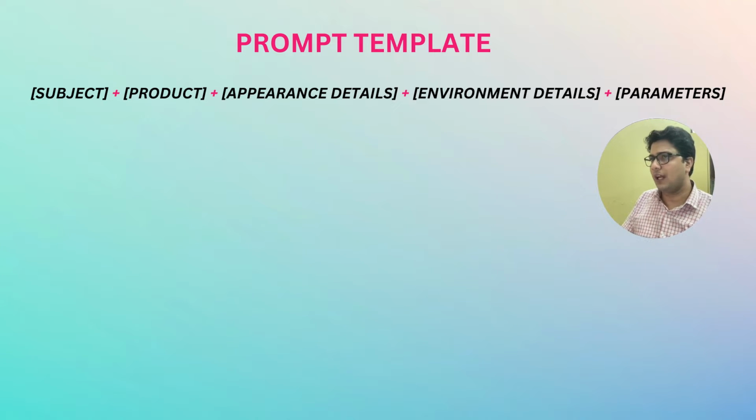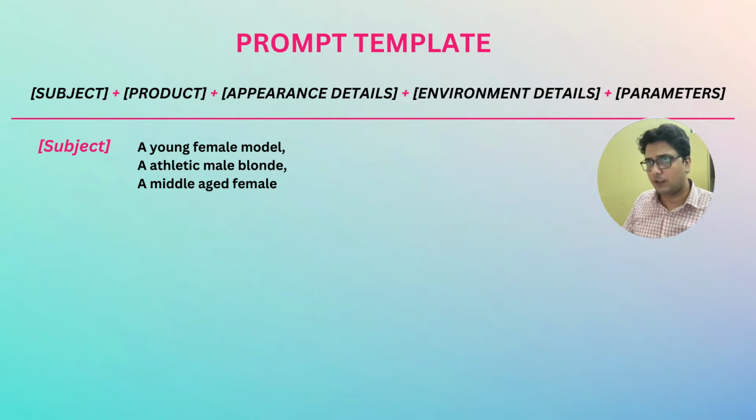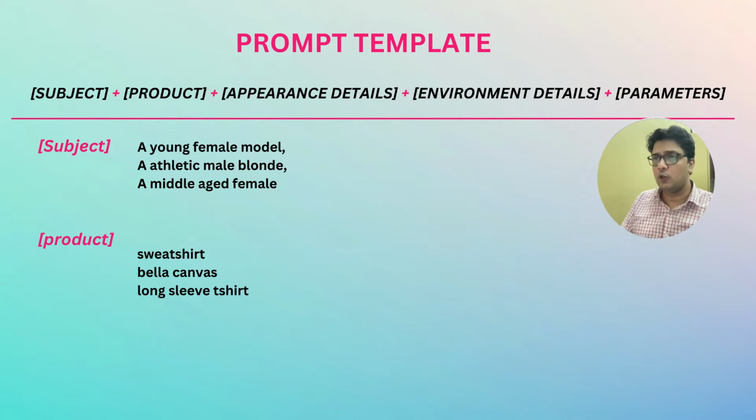Subject means you could add the description of what kind of models you want in the image. Maybe a young female model, an athletic male, blonde. So you can use the subject. Then we have the product. You want to create a mockup of a t-shirt, maybe a sweatshirt or a crop top. So you can provide that. With the colors, you can also provide product parameters like I want this to be a white color, or maybe you want crew neck or V-neck. So you can provide all the details in the product part.